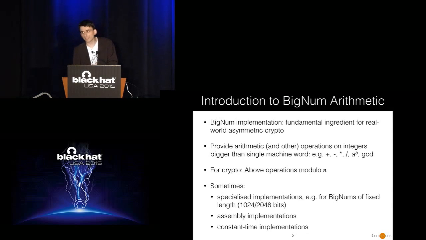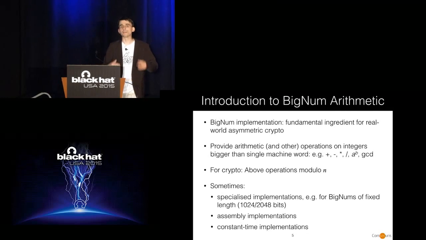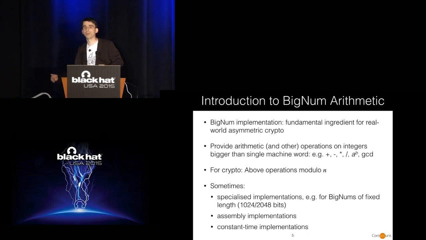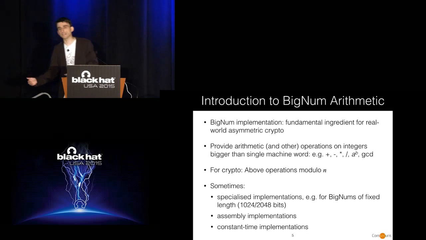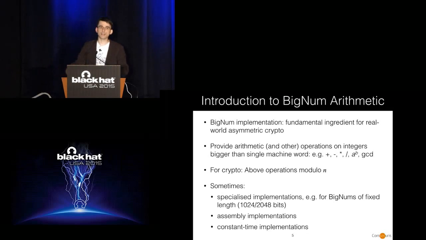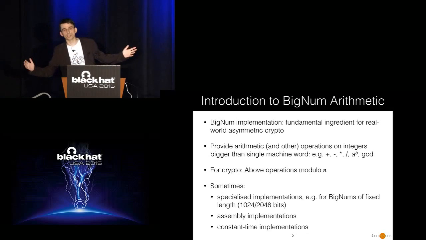I'm trying to be specific here because there are lattice-based algorithms as well. There are signature algorithms that are purely based on hash functions. There you don't need them. So there are asymmetric algorithms that do not use BigNum implementations, but most of the widely used crypto, so RSA, DSA, most of ECDSA that is out there is based on computing with large numbers.